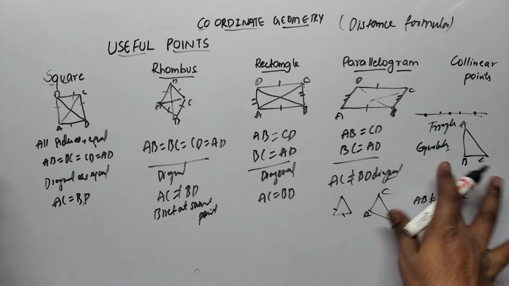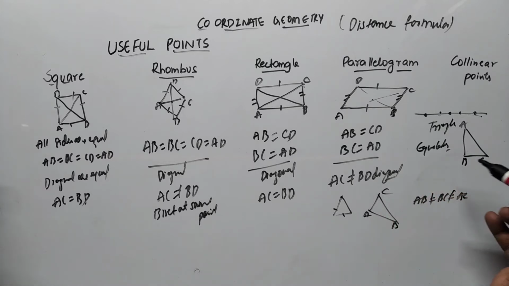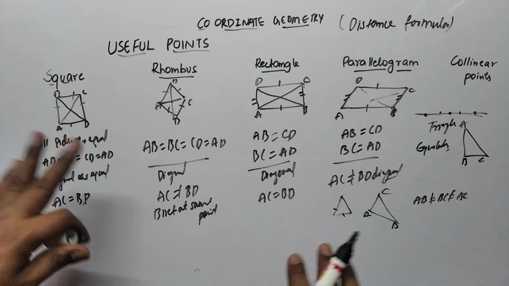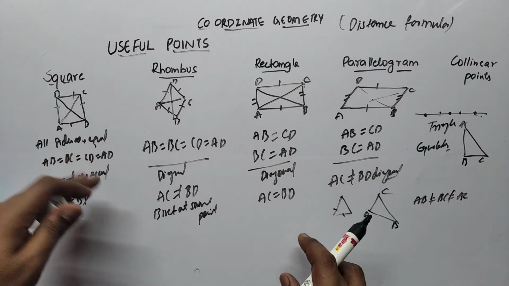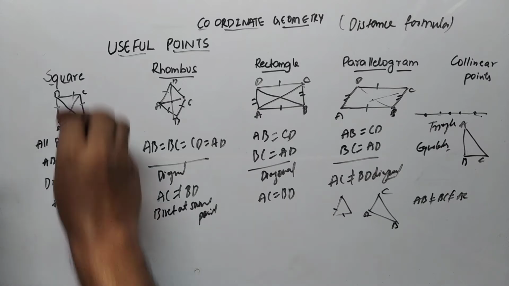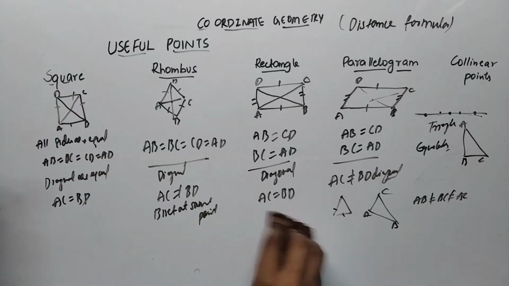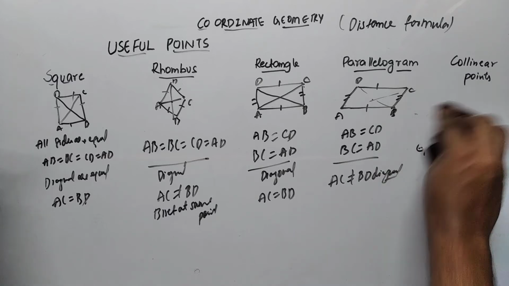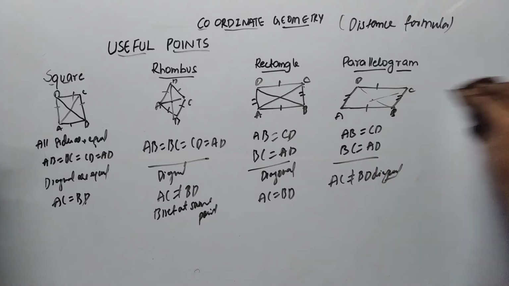We will also take a right angle triangle. In right angle triangles, we have to use the Pythagoras theorem. This will be there in your textbook. Some questions will be related to square, rhombus, rectangle, parallelogram, and collinear points. Let's start from the square.